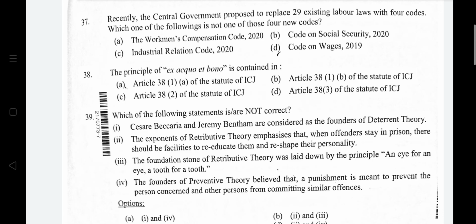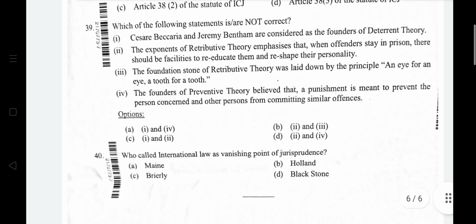Question number 39. Which of the following statements are not correct? 1. Cesare Beccaria and Jeremy Bentham are considered as founders of deterrent theory. 2. The exponents of retributive theory emphasizes that when offenders stay in prison, there should be facilities to re-educate them and reshape their personality. 3. The foundation stone of retributive theory was laid down by the principle an eye for an eye, a tooth for a tooth. 4. Founders of preventive theory believe that a punishment is meant to prevent the person concerned and other persons from committing similar offenses. The correct option is D, 2 and 4.